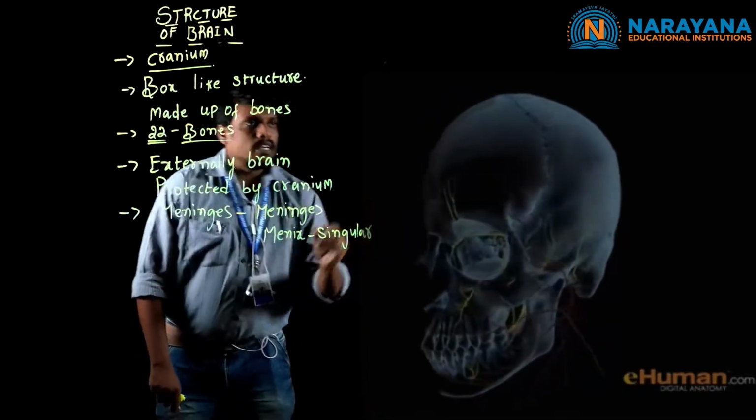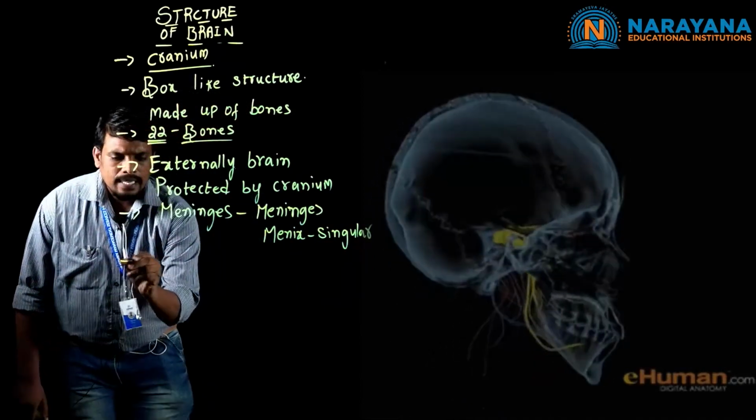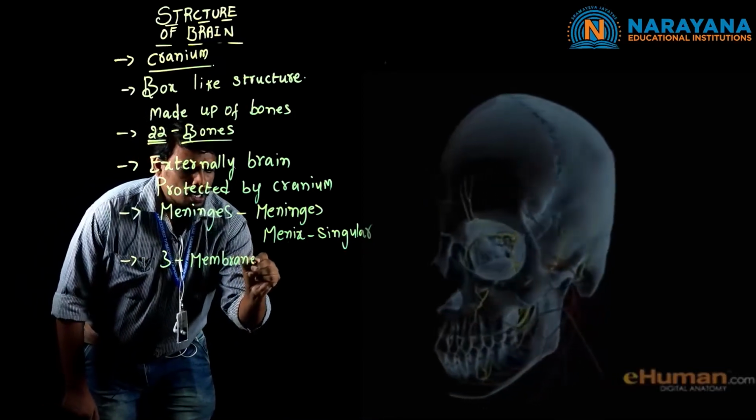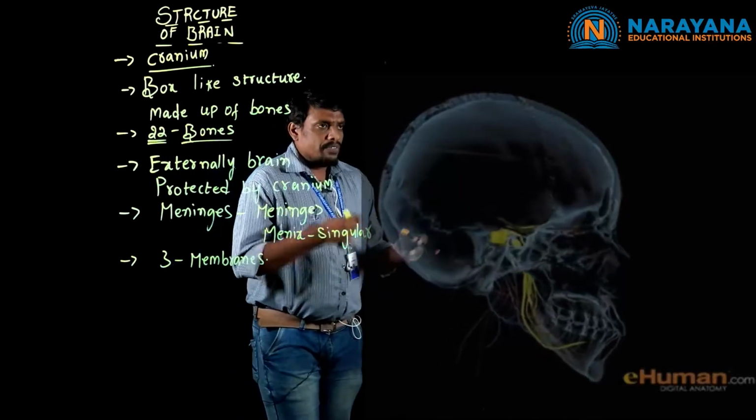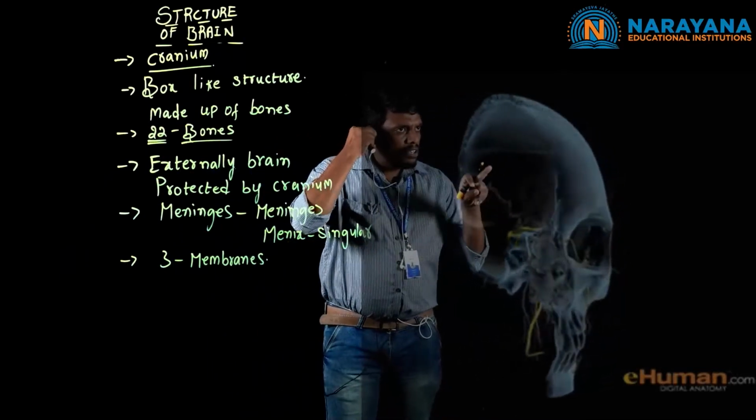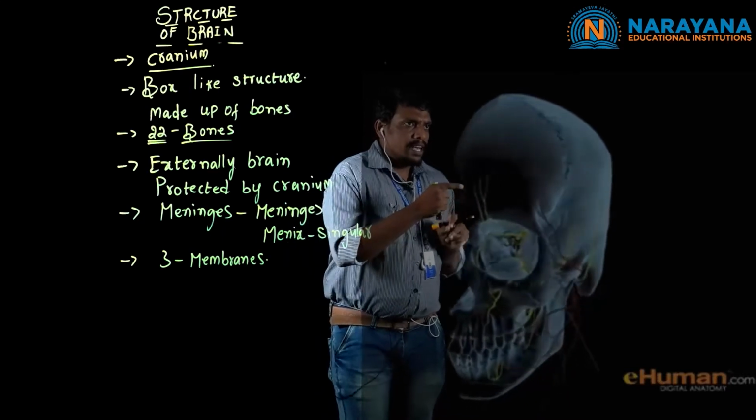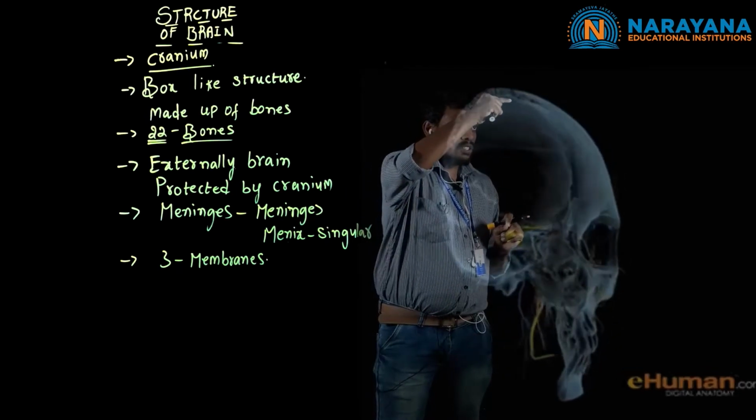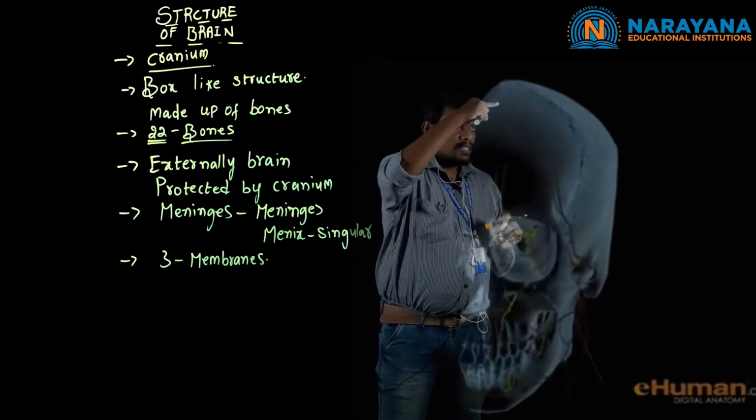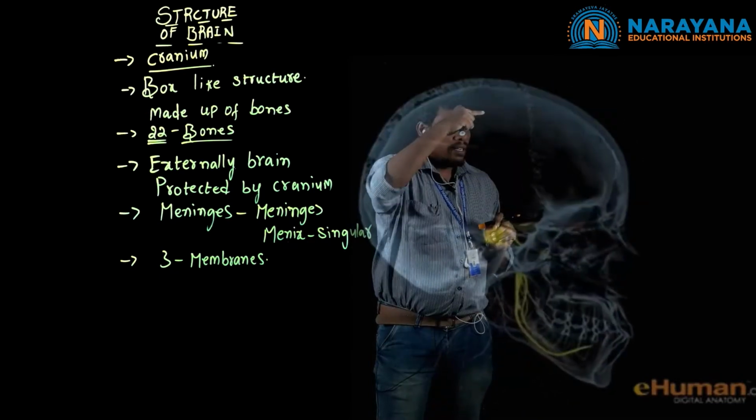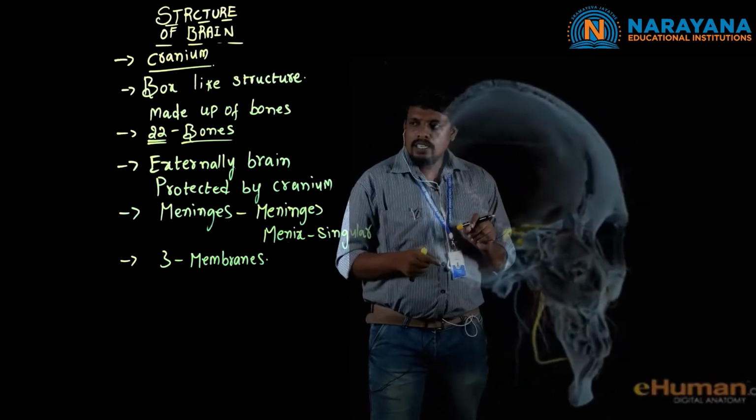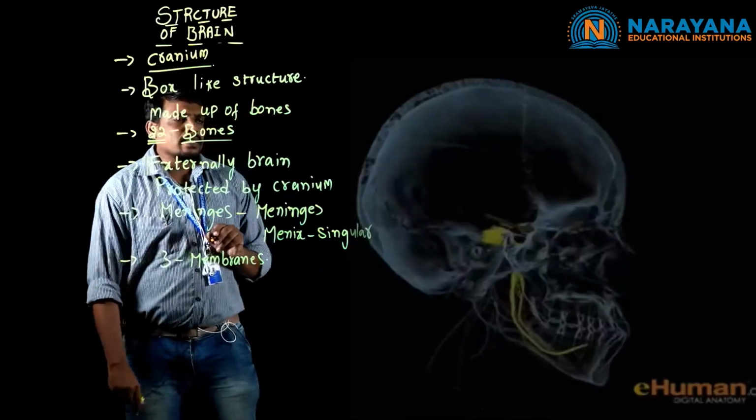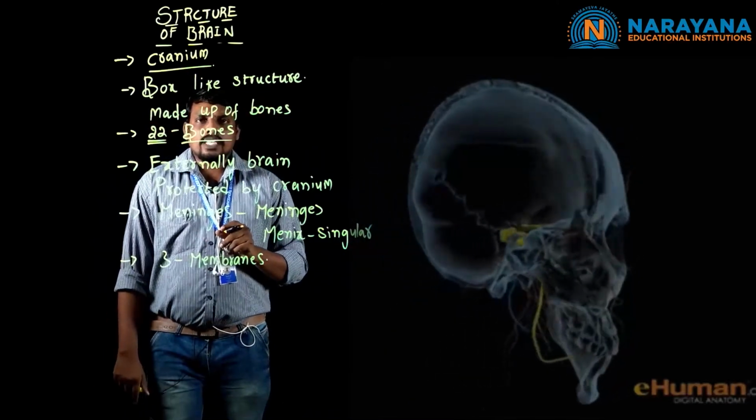Clear students? So total together, there are 3 meninges or membranes in the innermost layer of the brain. If you observe the internal structure of this cranium, inside this cranium, some specific membranes are there. Look at this finger. This is called a membrane. These membranes are generally called meninges. Clear students? So total together there are 3 membranes or meninges in the innermost layer of the cranium.